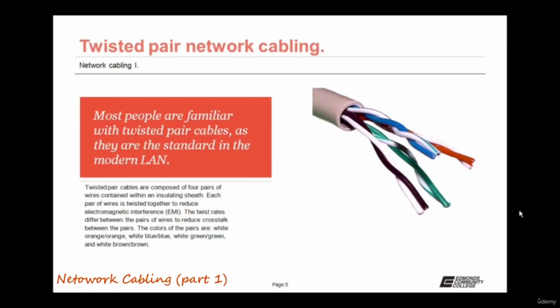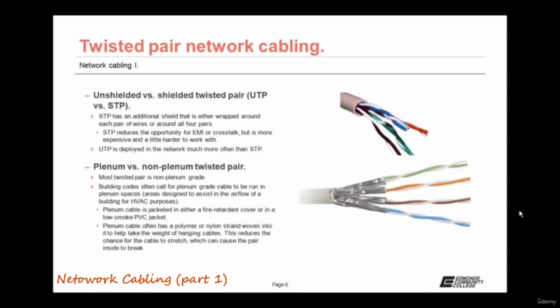The colors of the pairs of wires are always white orange/orange, white blue/blue, white green/green, and white brown/brown. Twisted pair network cabling comes in either unshielded or shielded twisted pair. That would be UTP or STP. The difference is that STP has an additional shield that is either wrapped around each pair of wires or around all 4 pairs of wires.